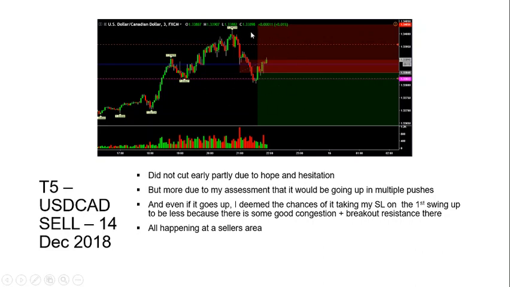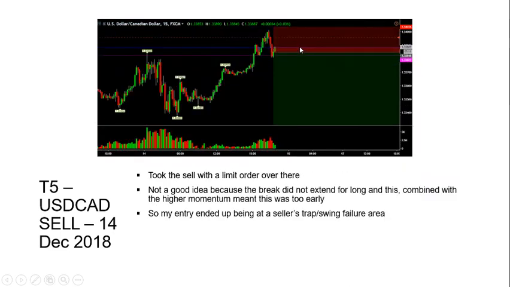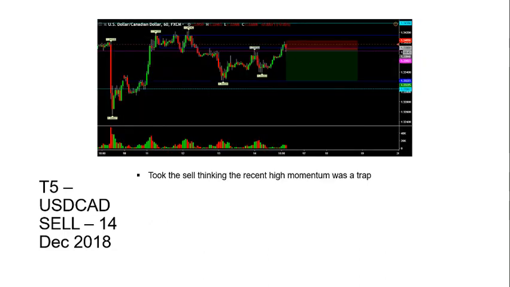So it's all happening at a seller's area. It's all happening at higher time frame resistance that I had already marked, right? And that's really been the key for me lately, and for my trades being more successful and good. I only take trades when it aligns with my higher time frame area.